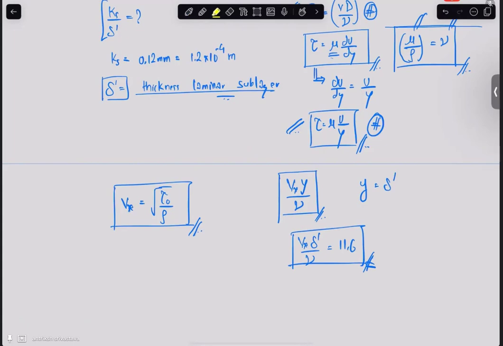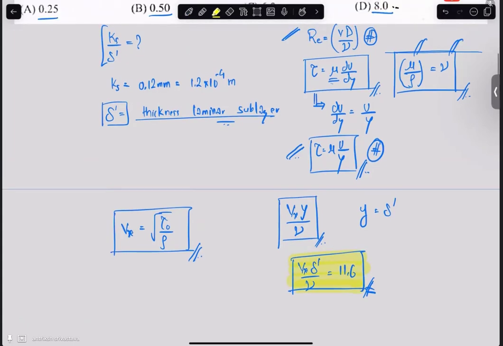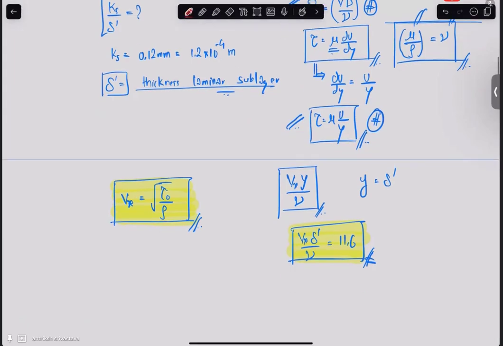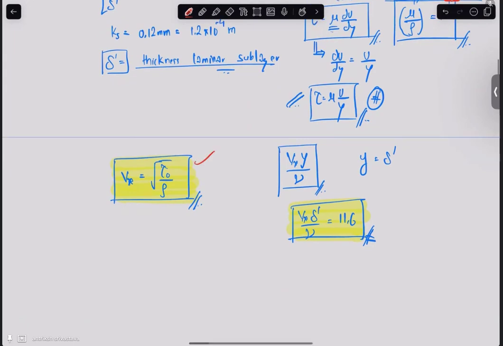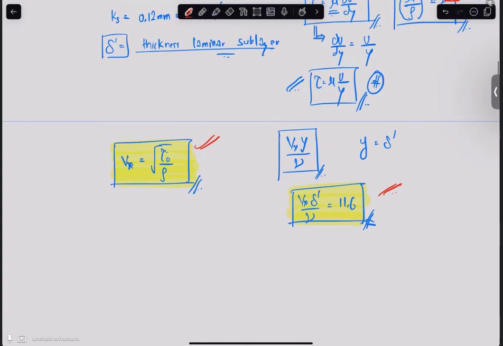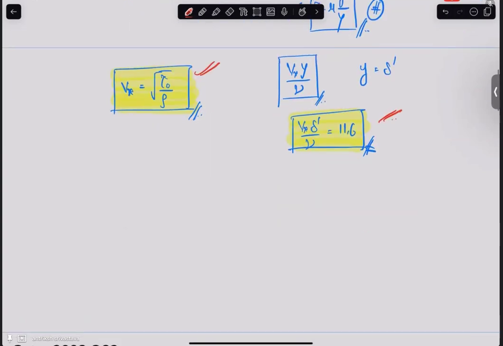So you have to remember this. This is the most important formula or the assumption in this question. And this probably you would have seen a lot of times already in fluid mechanics, because we come across this particular equation a lot of times. So these two are the important formulas that you have to remember. Now using this formula, we'll get the V star.